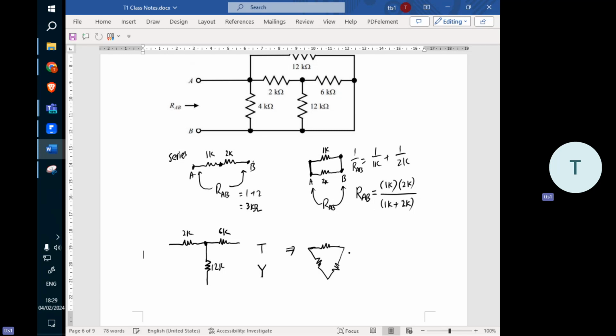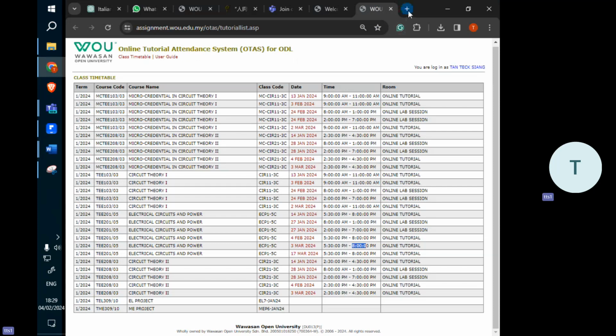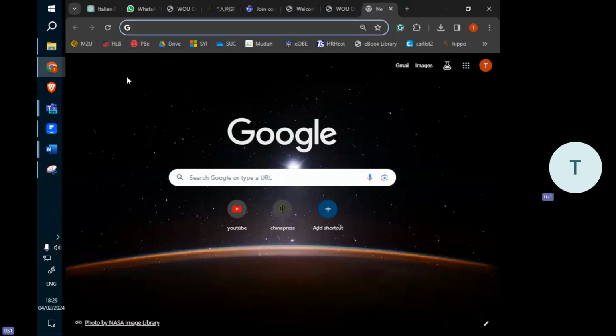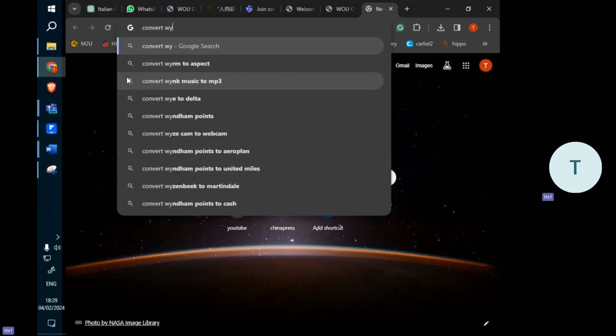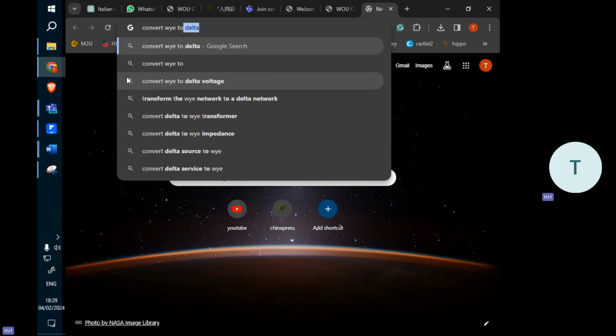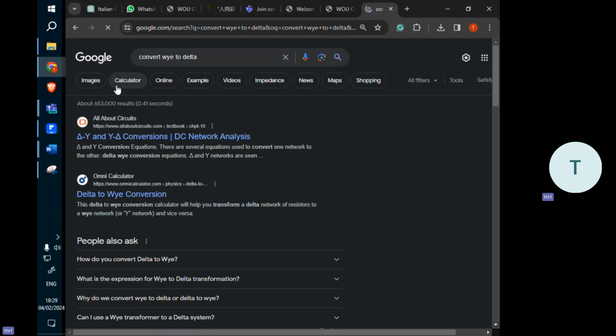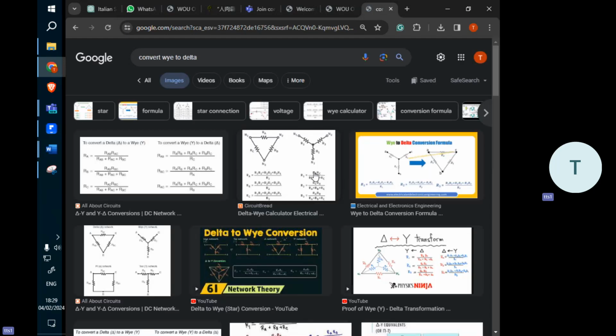So this one looks like delta, right? Delta is this one, like this. So this is the inverse delta. So from this one, Y to delta, you can go online and look for the formula. You type convert Y to, sometimes they call it WYE, Y to delta, and then you search for some formula here.